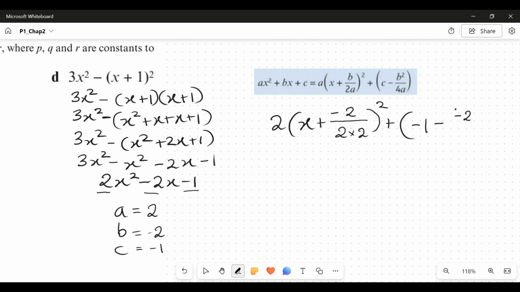So that's minus 2 whole square divided by 4 times a, which is 2 again. So I've written down all the numbers in. Now let's try to simplify that.